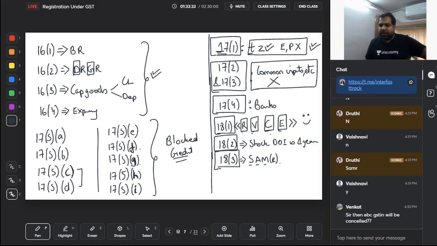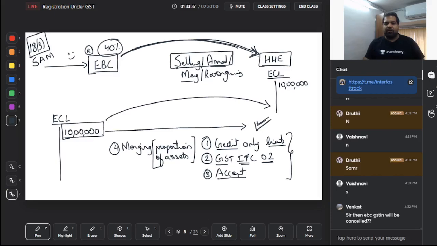So then the EBC GST will be cancelled. Yes, absolutely right, Venkat. Then guys, the GST of EBC will get cancelled. But anyways, you're not wasting anything because you've transferred everything ahead. Perfect, perfect, perfect.